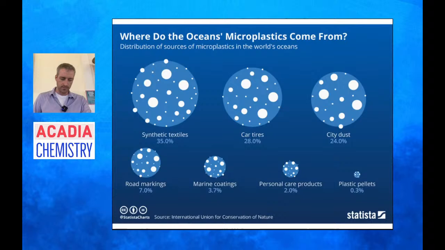So around 35% of the microplastics in the ocean come from synthetic textiles, which are fabrics, things like polyester, other materials like that. Car tires, when you drive your car, the rubber wears down and it turns into dust, which eventually gets washed into drains and then washed out into the ocean. Random city dust. Personal care products, this is reducing. They also put this kind of stuff in toothpaste to give it better cleaning power and things like that.